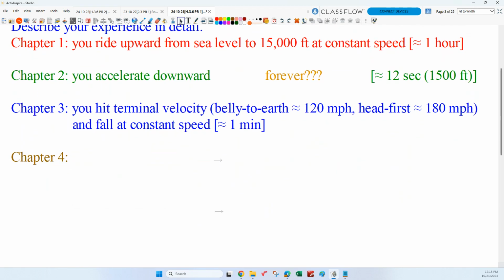Pull the parachute. Yeah, you pull the ripcord. And what's going to happen when you pull the ripcord? Describe that. Say it again. Yeah, and what's that going to feel like?